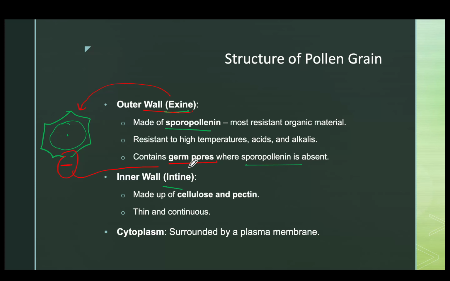Now the outermost layer is made up of sporopollenin. What about the inner layer? The inner layer is made up of cellulose and pectin. We can observe that the inner layer is continuous. There is no germ pore or other pore present in the inner layer. And cytoplasm is definitely present inside the pollen grain cell, right?